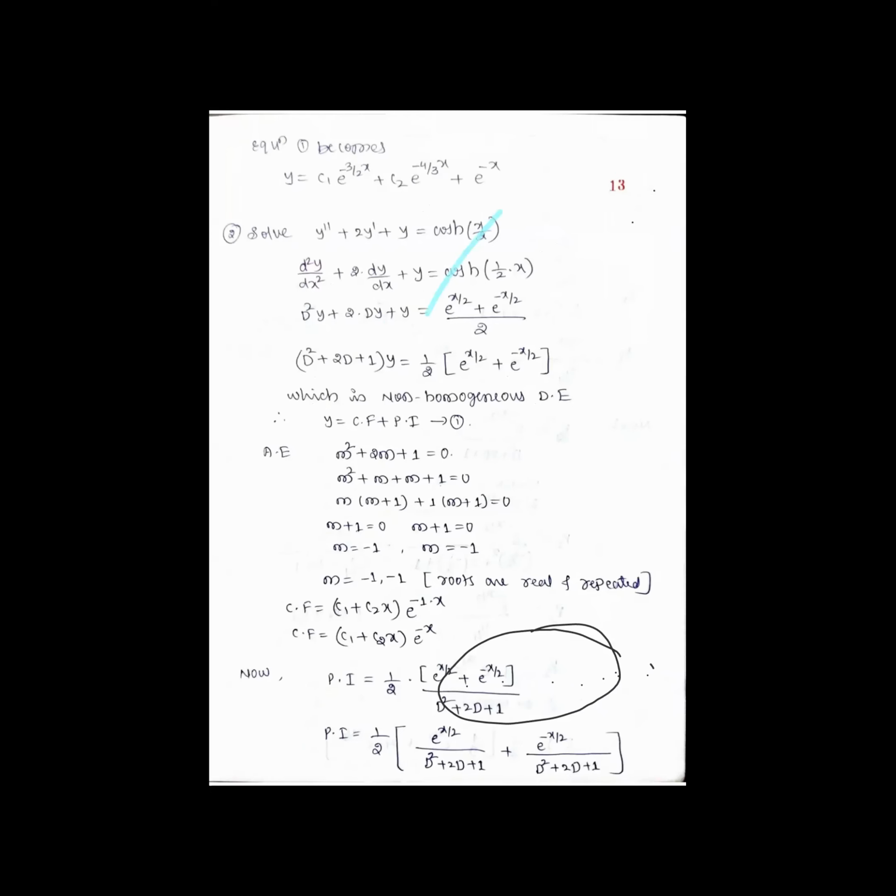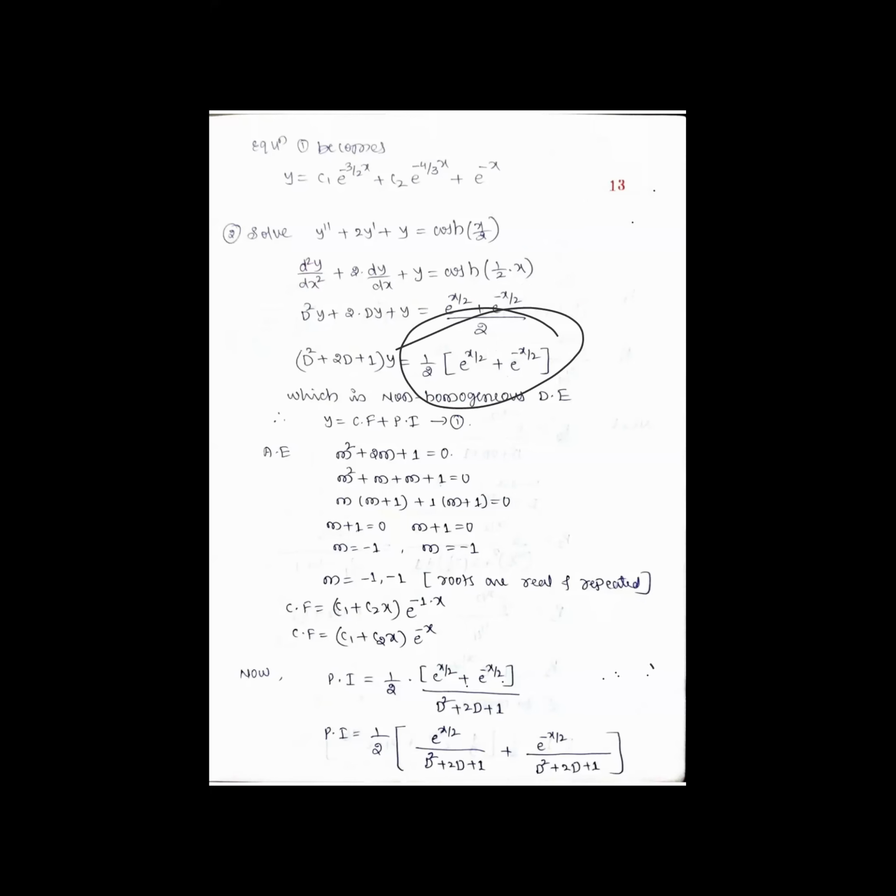See here, a is 1 by 2. E raised to ax plus e raised to minus ax divided by 2. So that I'm writing here. Understood this? Yes, sir. 1 by 2, I'll take out, e raised to x by 2 plus e raised to minus x by 2. There are two exponential functions now. As RHS is not equal to 0, therefore it is called a non-homogeneous differential equation.